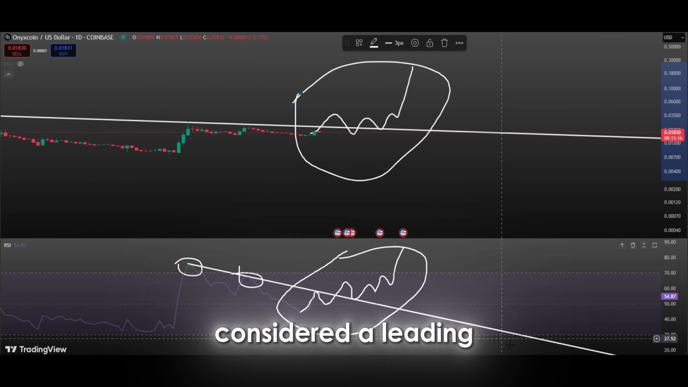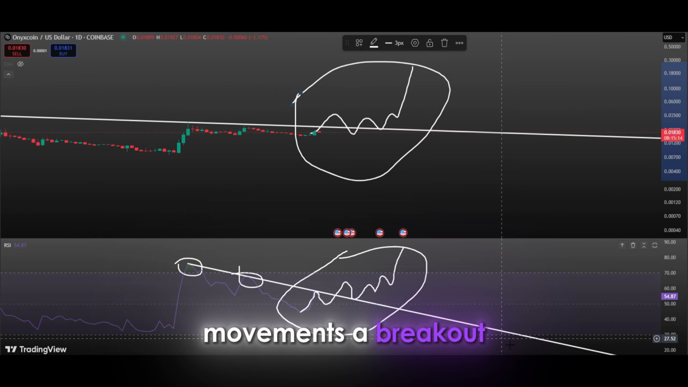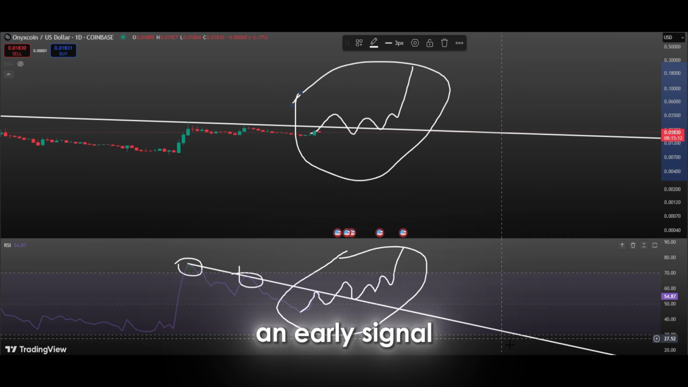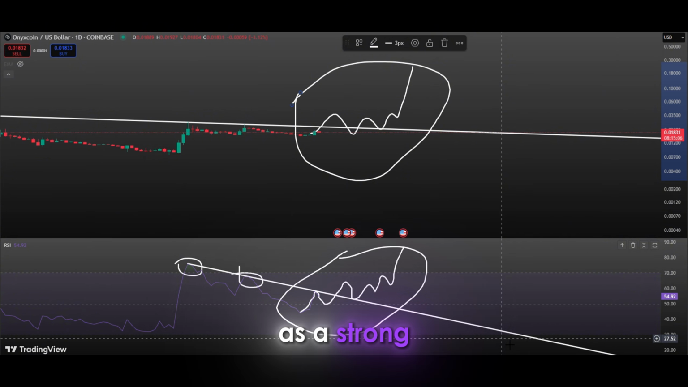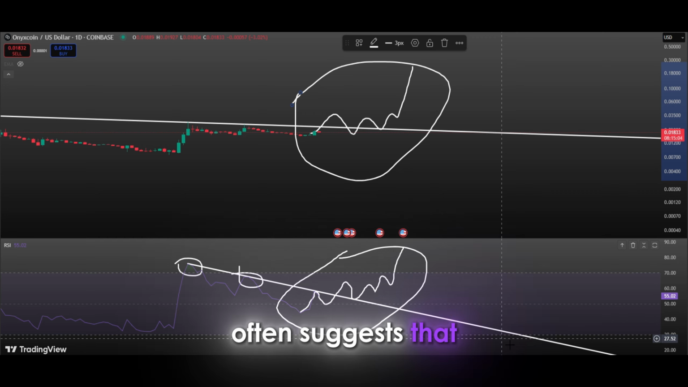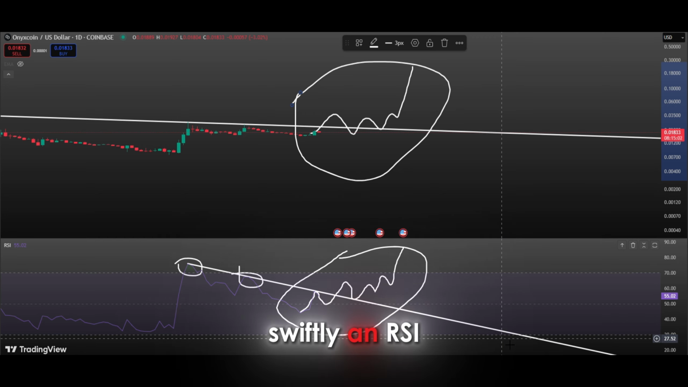Since RSI is considered a leading indicator of price movements, a breakout here could provide an early signal that the current downtrend in price is nearing its end. This breakout could offer investors a new buying opportunity, as a strong upward move in the RSI often suggests that the market could begin rallying swiftly.